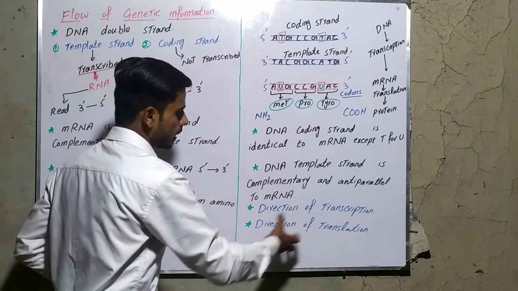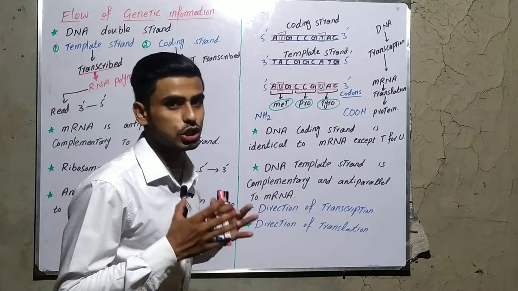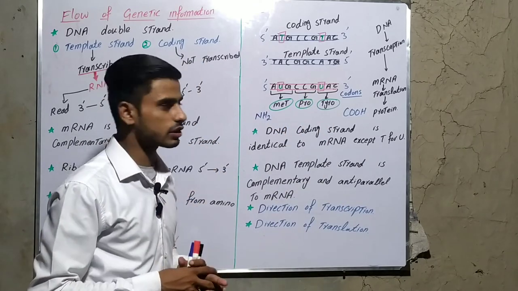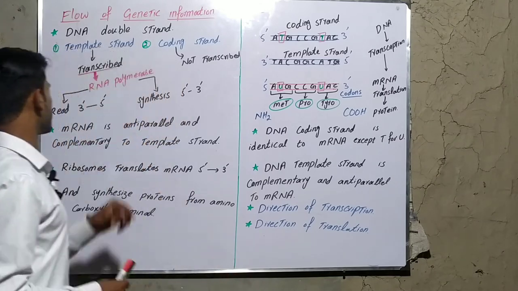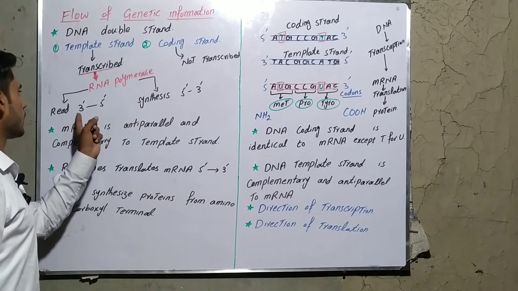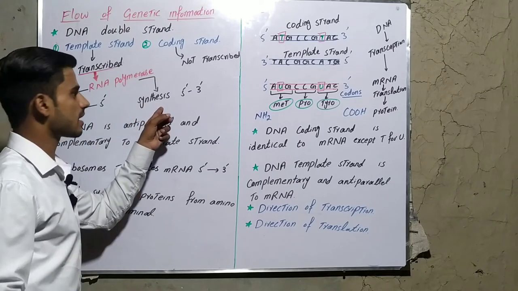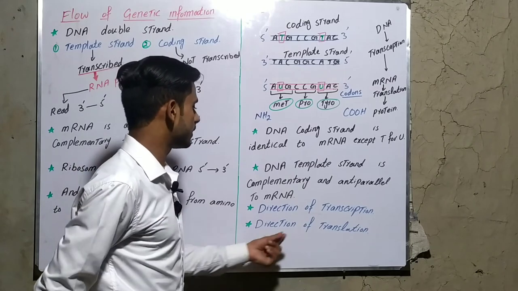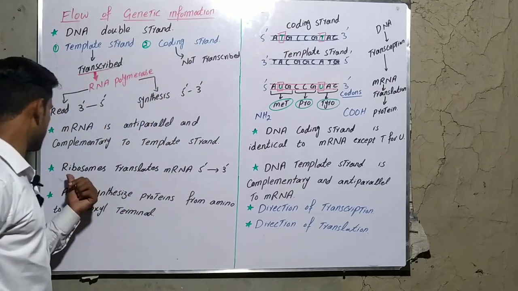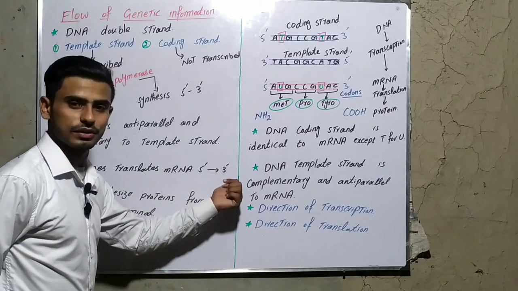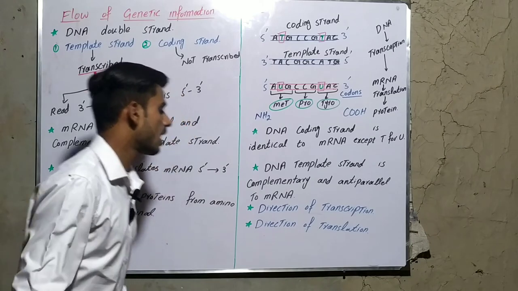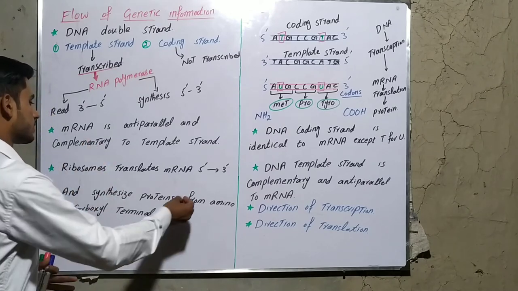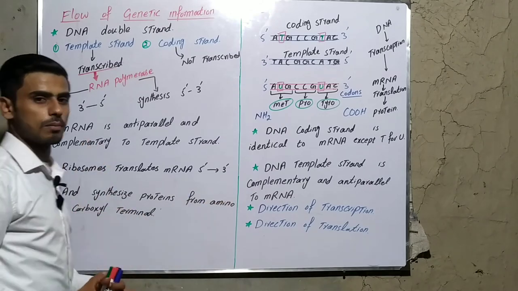But here I would like to give two more concepts that are important in case of MCQs. What is the direction of transcription? As you know, RNA polymerase will read the template strand from 3' to 5' end, and it will synthesize the messenger RNA from 5' to 3' end. So this is the direction of transcription. But what is the direction of translation? Ribosomes translate messenger RNA from 5' end to 3' end. So this is the direction of translation. And then there comes the question: what is the direction of amino acids? The direction of amino acids is from the amino to the carboxyl terminal to synthesize the proteins.